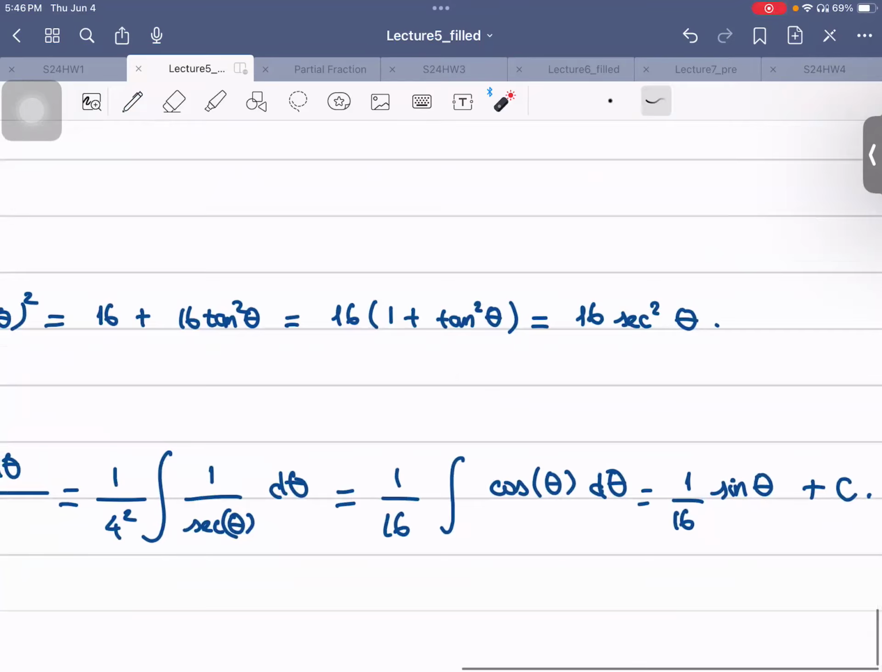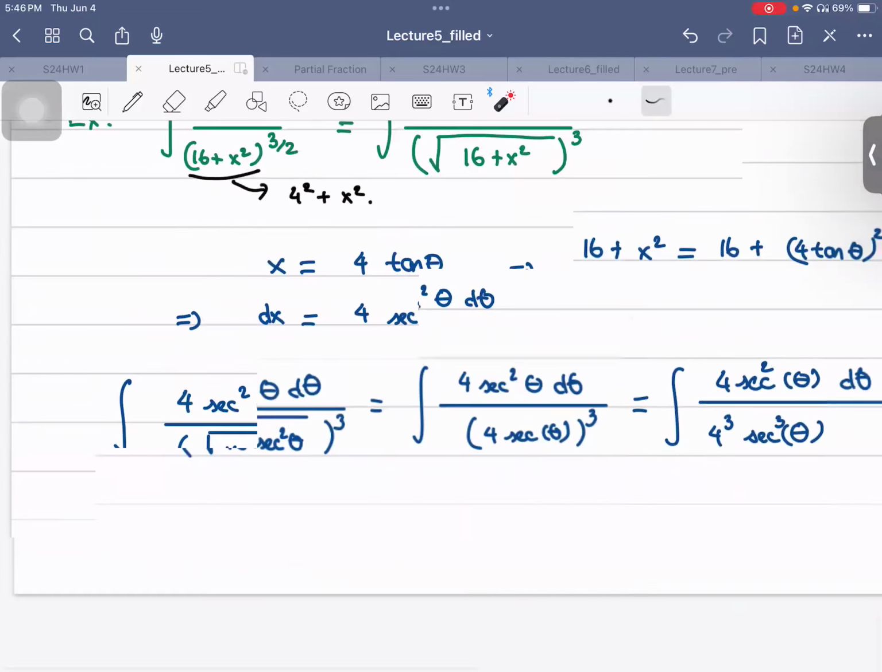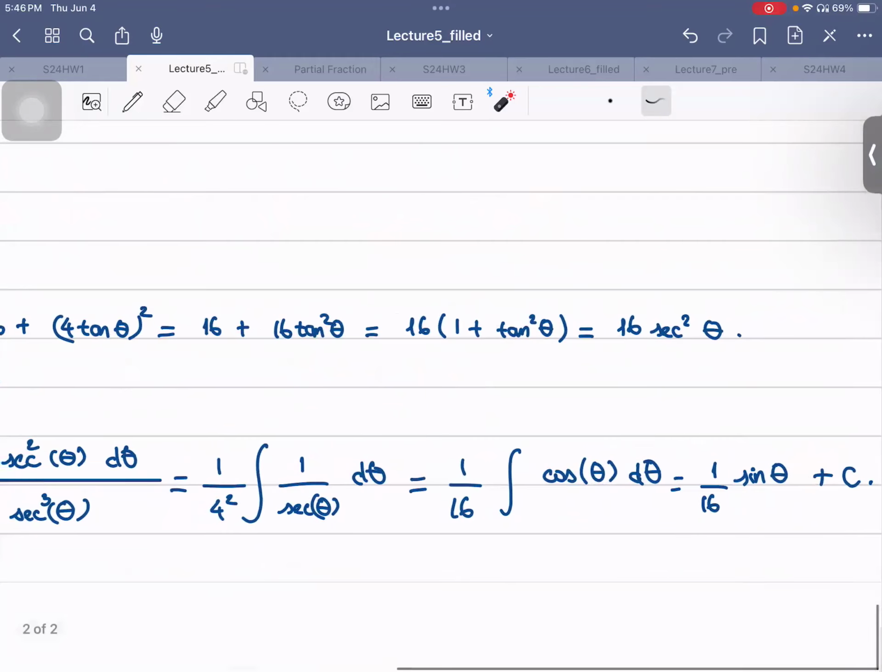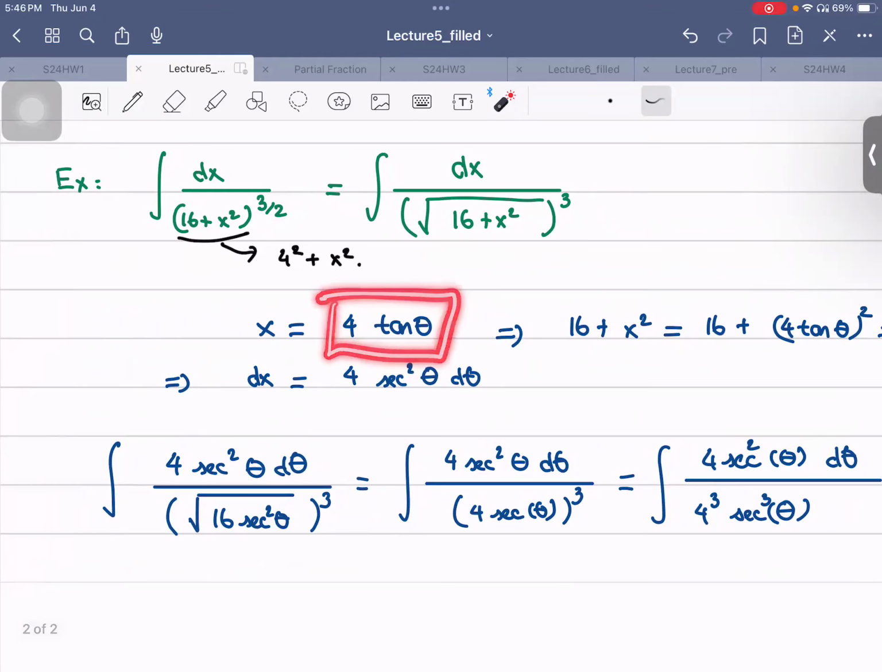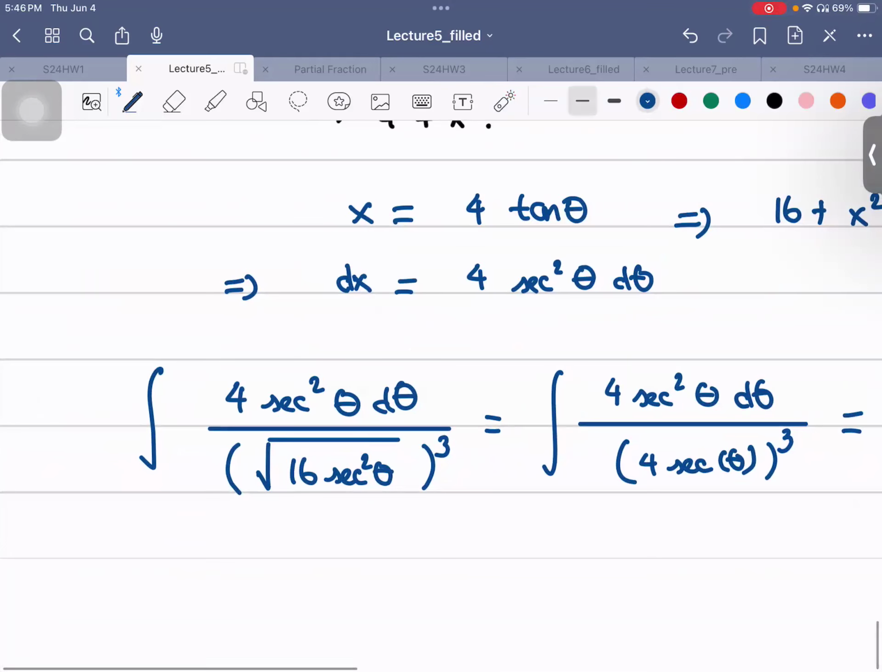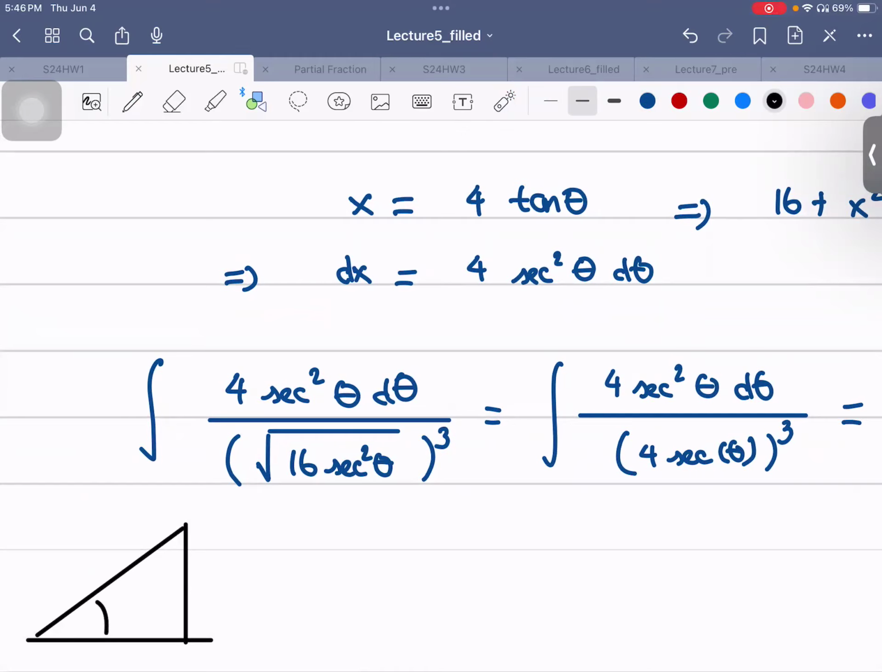So if you want to translate this final result into something in terms of x, you need to translate sine of theta. The point is you want to compute sine of theta in terms of x. So again, you have to follow the substitution you set up initially, and use a bit of geometry to help you finish it. So over here, I will draw the right triangle. Let's suppose this is the angle theta.